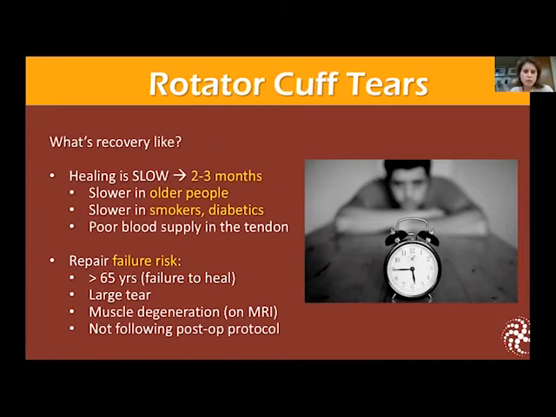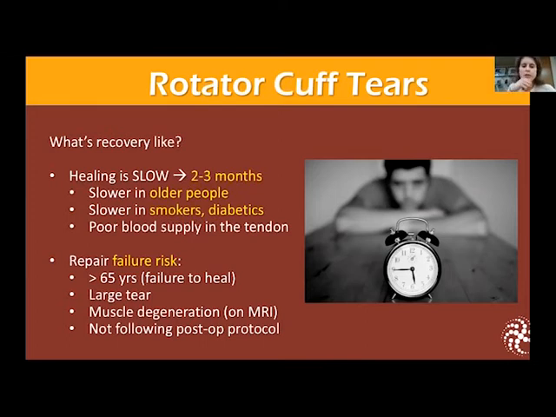Certainly in older individuals, it's slower, and also in people who smoke and in diabetics, just because the vascularity is even more compromised in those individuals. And then we also have to think about failure of repair. Some people just don't heal, and the older you are, the more likelihood that it won't heal. Again, a lot of it is because of blood supply, although that doesn't necessarily preclude you from surgery. There has been some data coming out of various institutions that older individuals with rotator cuff tears do just as well as people who are younger.